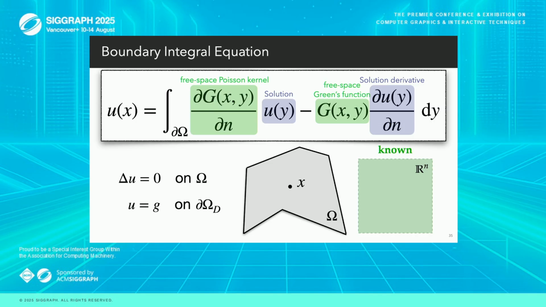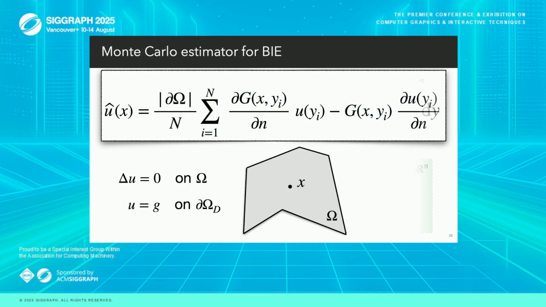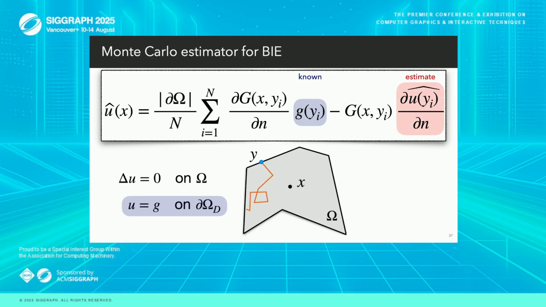Now, to evaluate this, we'll simply form a Monte Carlo estimator. We'll uniformly place samples along the boundary. And we can then directly use the known Dirichlet data at all the points on the boundary. But we'll need to compute or estimate this normal derivative. And we can just do that by tracing a walk. So instead of tracing walks from within the domain, we'll trace them starting on the boundary.